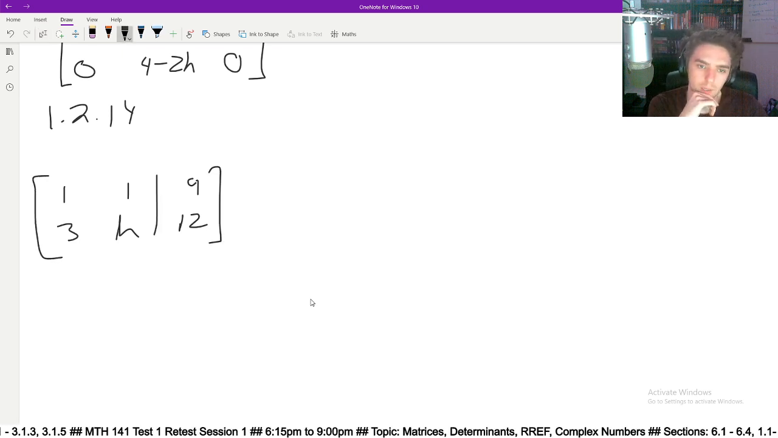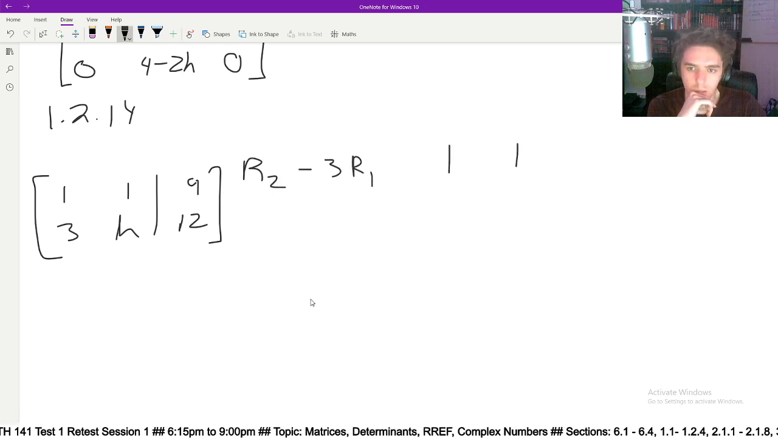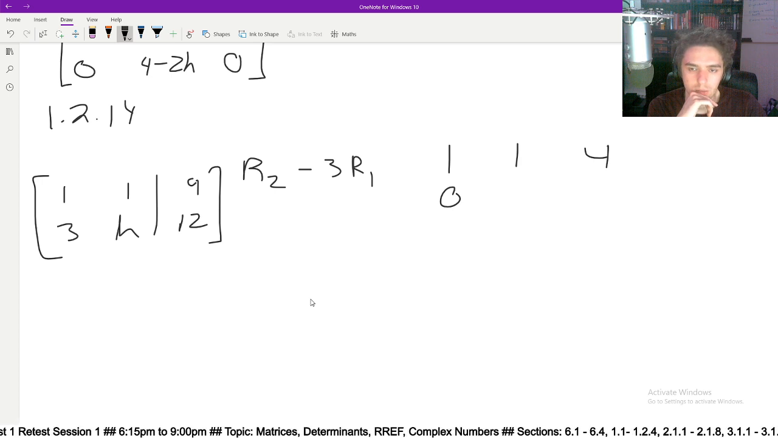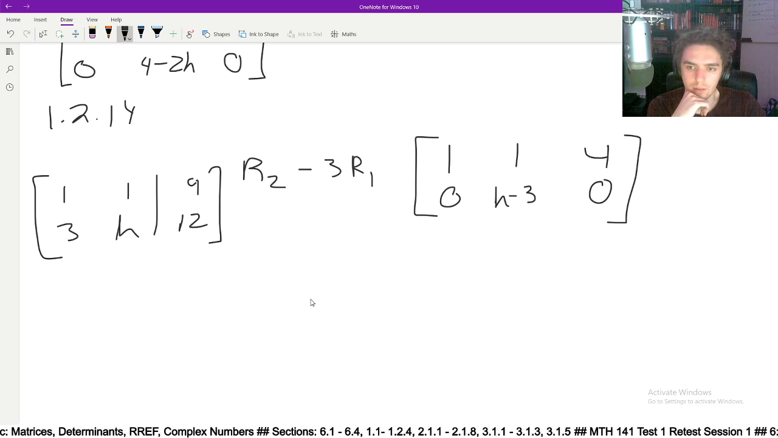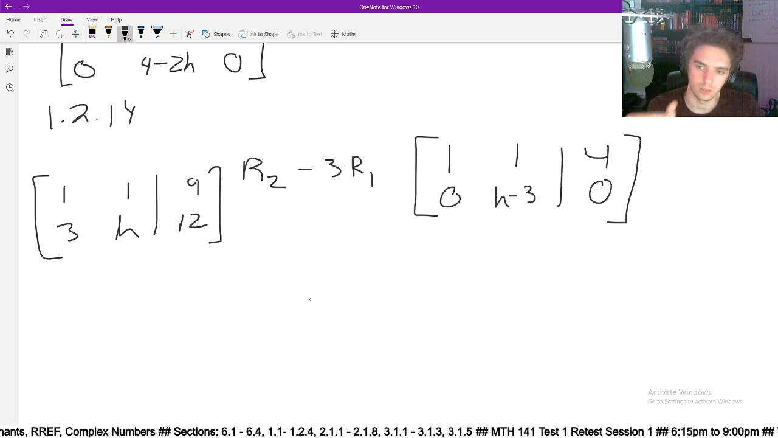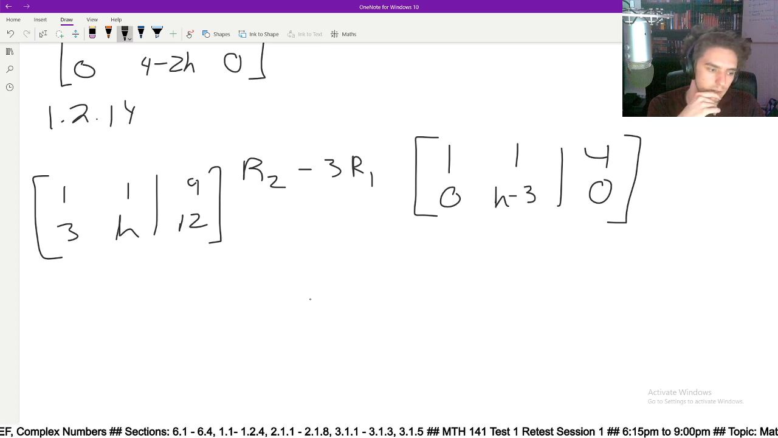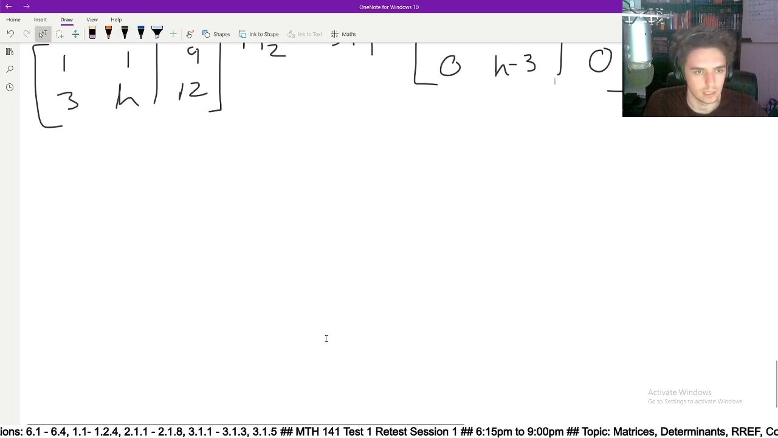Okay, so this one's still going to be row 2 minus 3 row 1. So 1, 1, 4, 0, h minus 3, and then 12 minus 12 is 0. Once again, it's either infinite solutions or one solution. Those are the only two options. There you go. Same thing as last time.